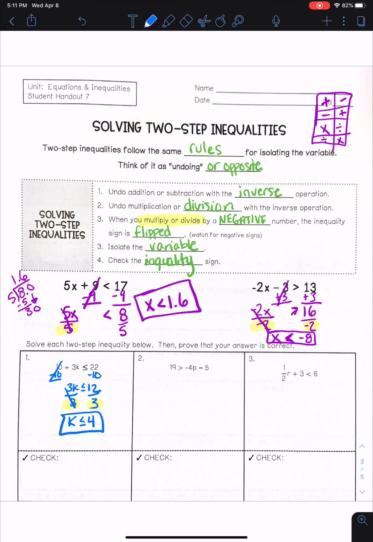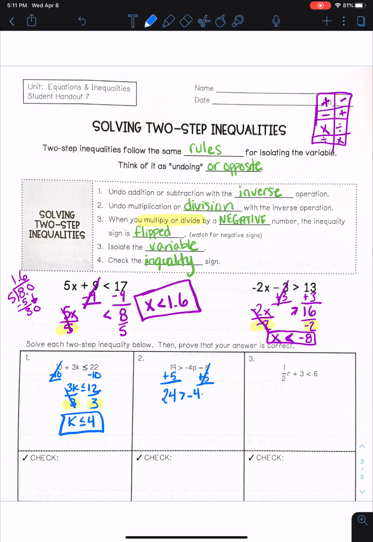All right, my next problem. 19 is greater than negative 4p minus 5. So I'm going to leave the p alone. I'm going to first get rid of my 5, or undo my 5. So the inverse of subtraction is addition. What I do to one side, I do to the other. 19 plus 5 is 24.